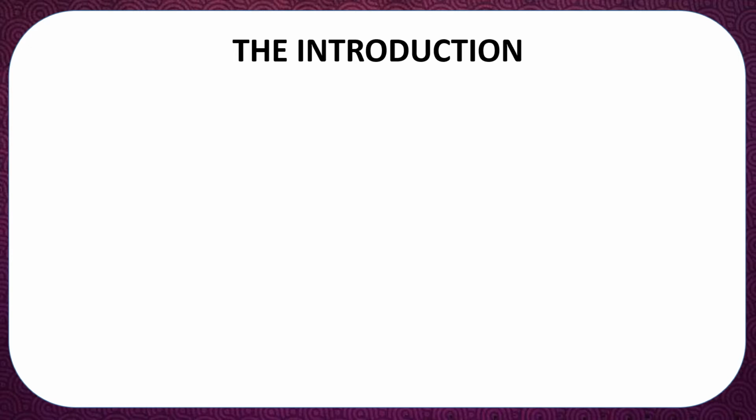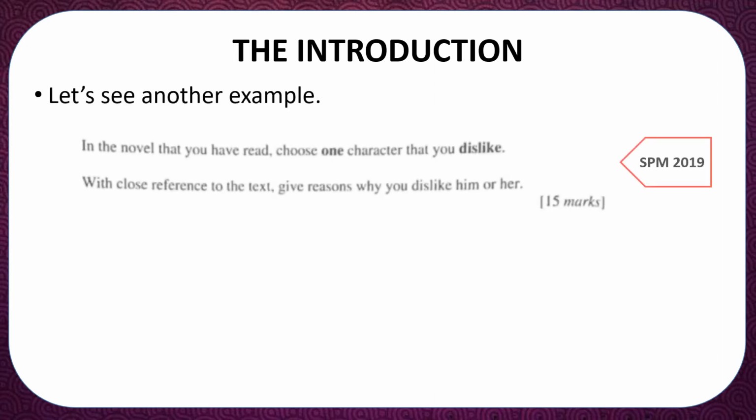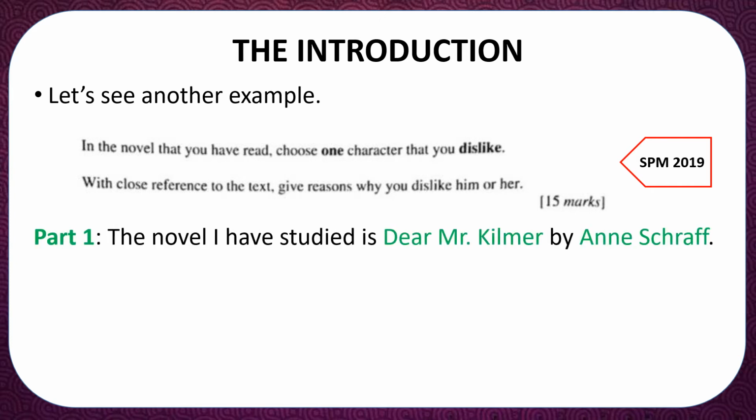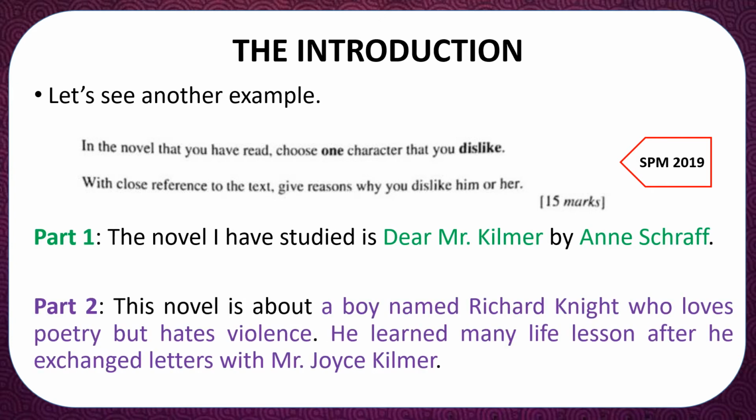Okay, why don't we try another question? This is SPM 2019. In the novel that you have read, choose one character that you dislike. With close reference to the text, give reasons why you dislike him or her. Again, part 1 and part 2 are the same thing. These are things that you can memorize. So let's go and look at part 3.